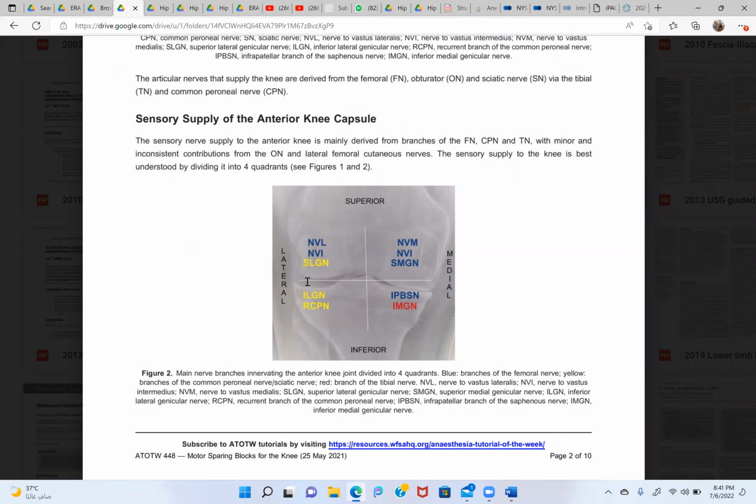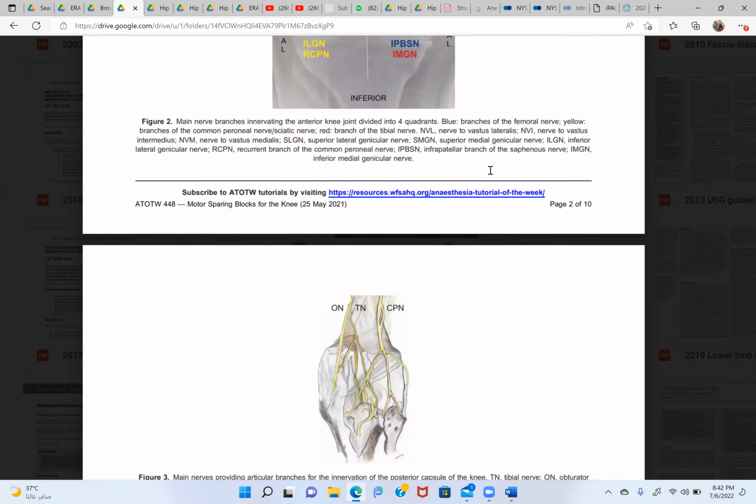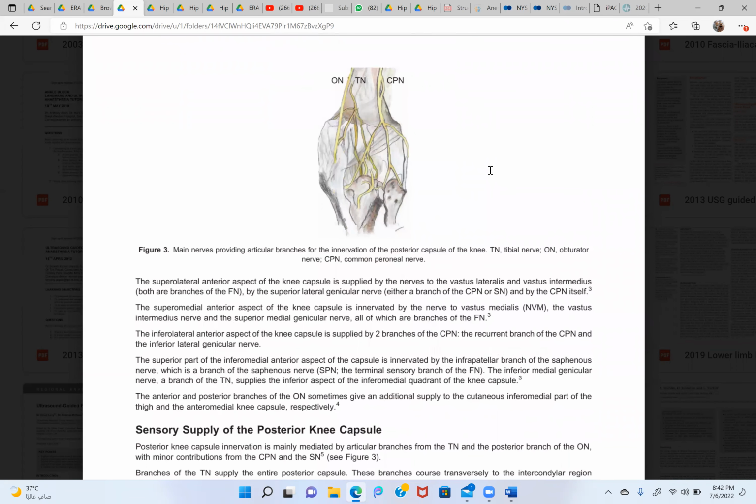Now you see that the major portion of the knee is from the femoral nerve, but some portion from the common peroneal nerve is also there. And the posterior portion is more through the sciatic nerve branches, so that will not be covered. Even if you give an adductor canal block, you will block some of the nerve supply here, but you will not be able to get perfect analgesia. That's what they are telling.